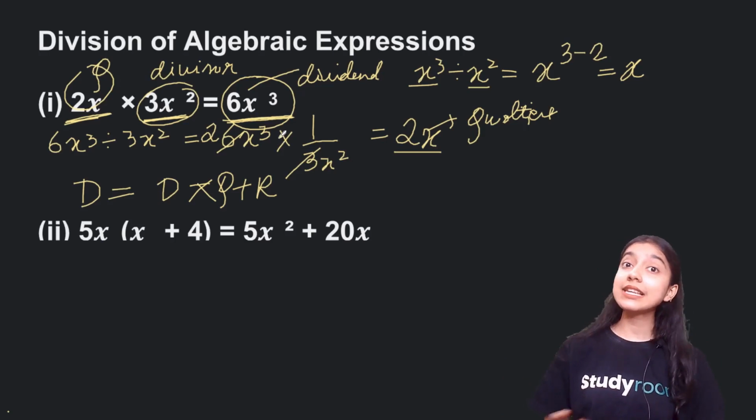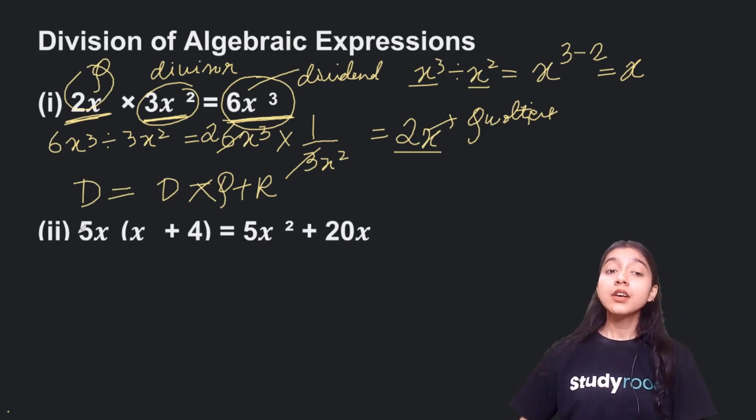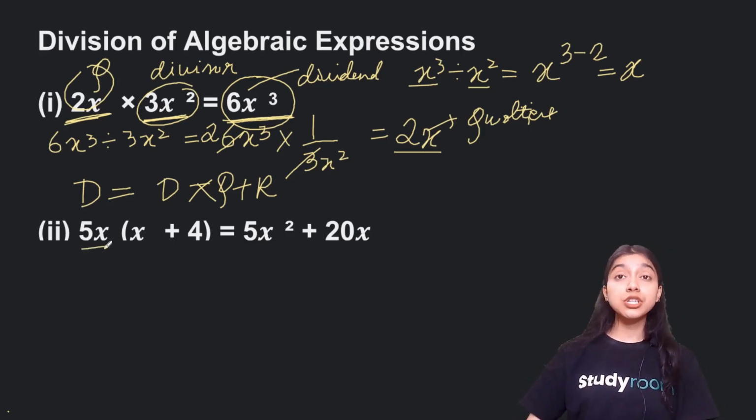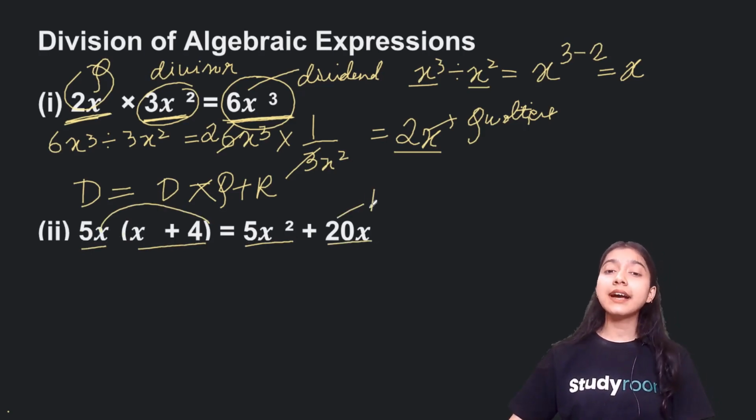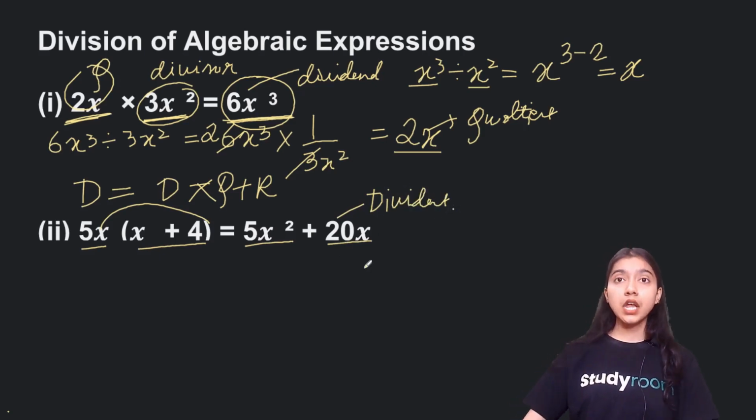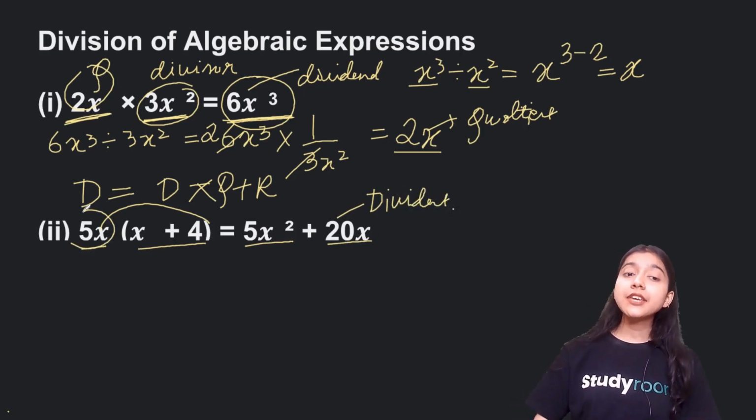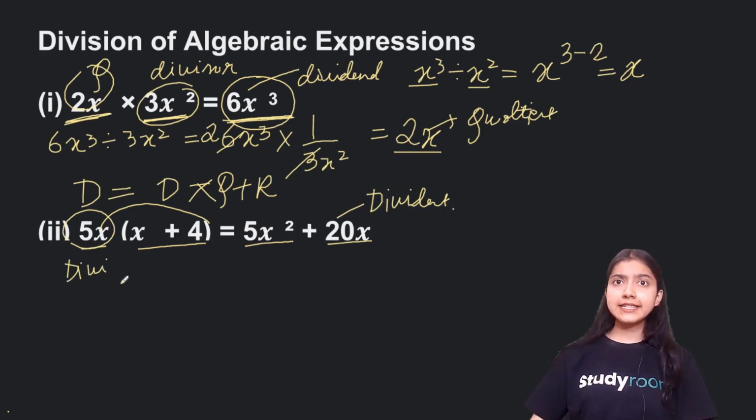Let us check this in another expression. Over here we have 5x, which is getting multiplied with x plus 4. Now, when we multiply 5x with x, we get 5x squared, and then when we multiply 5x with 4, we get 20x. Let us take this as the dividend. Now, let us take 5x as the divisor in this case. This is the divisor. And let's start dividing.